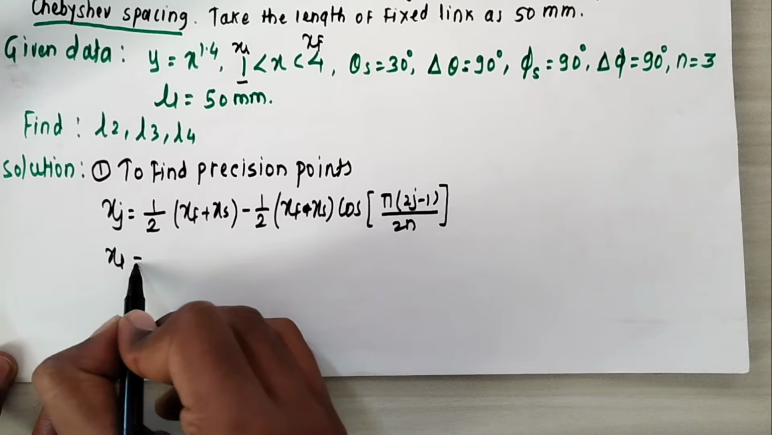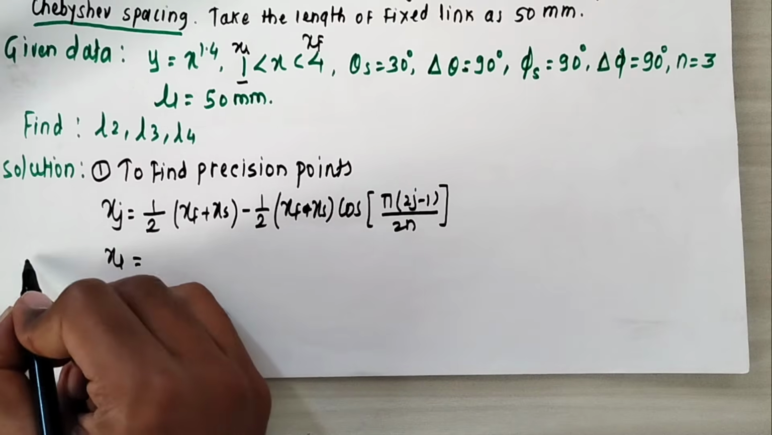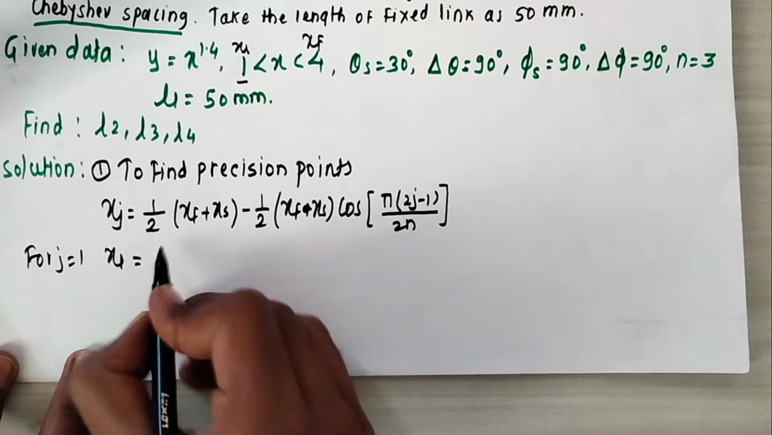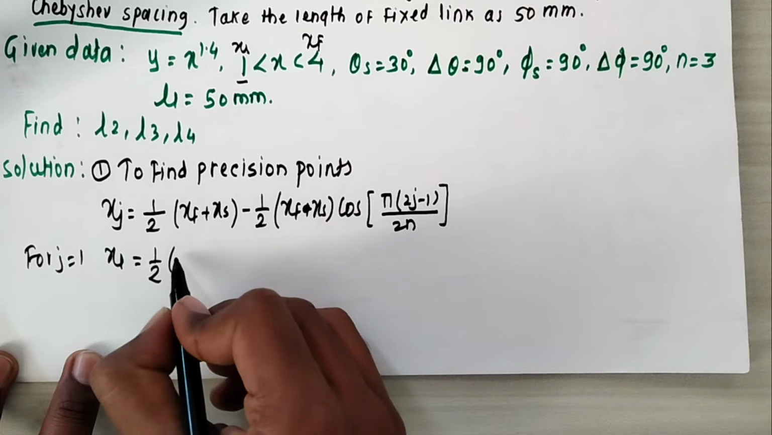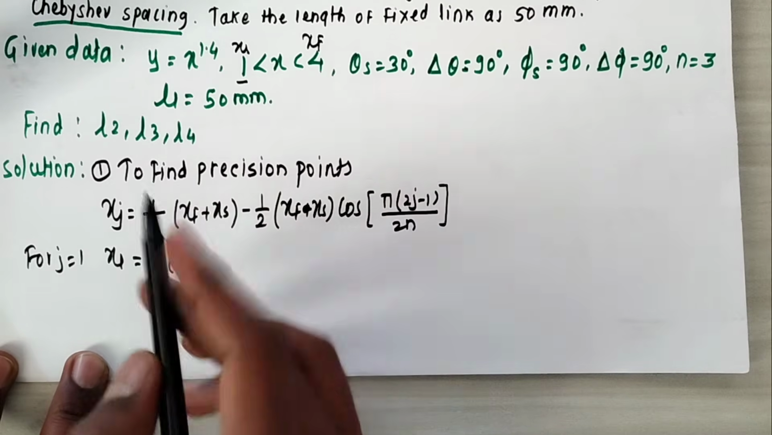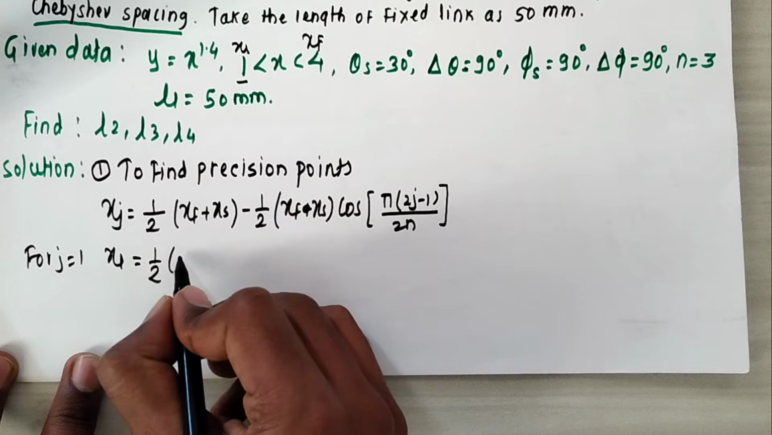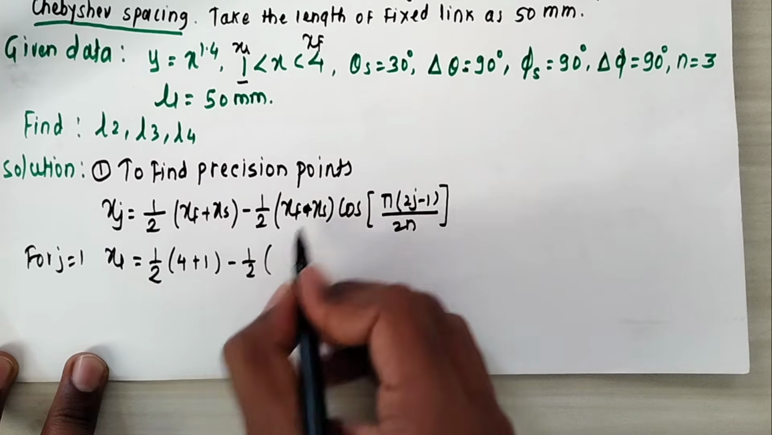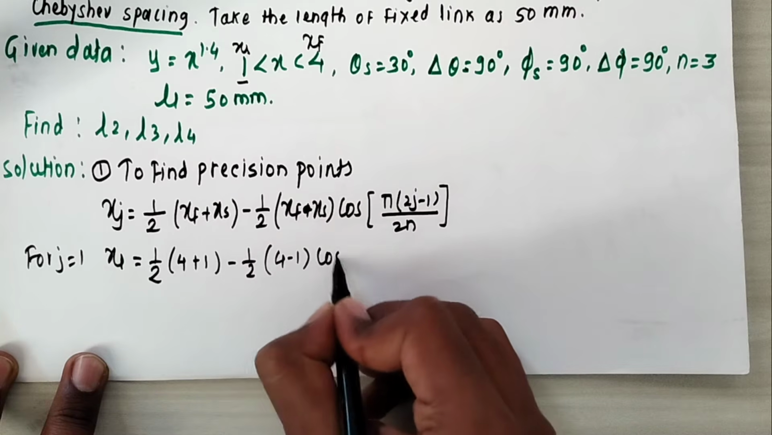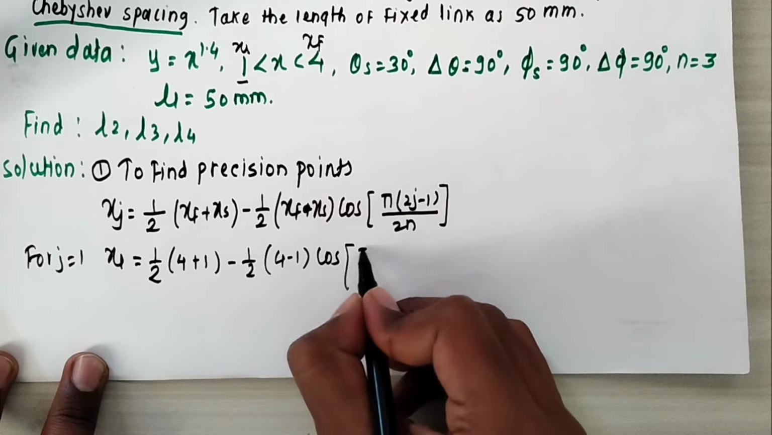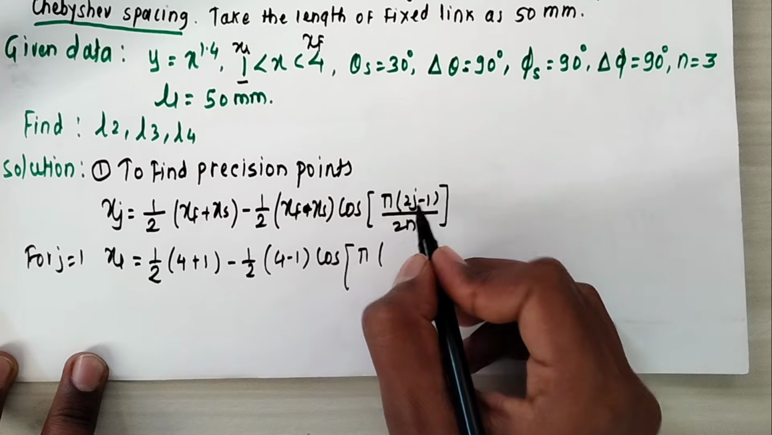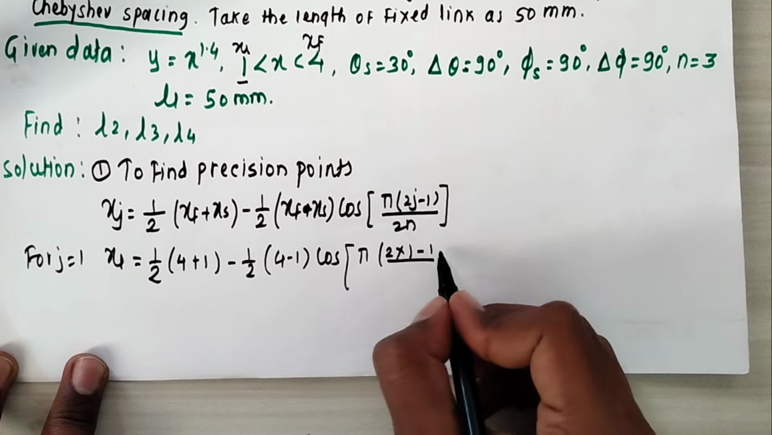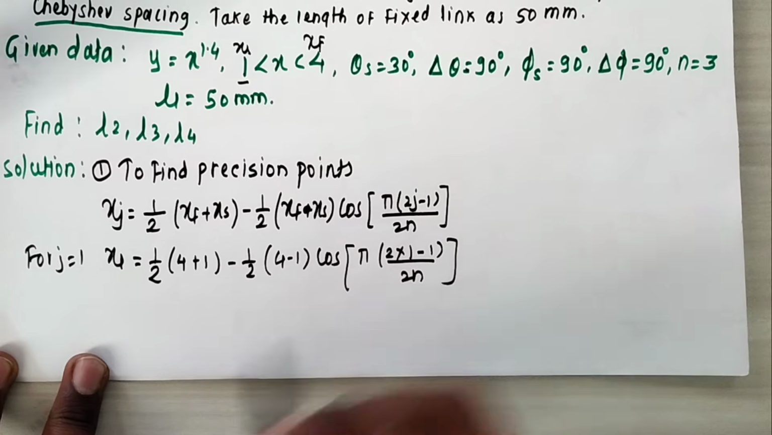Let's say x1 is equal to, for j is equal to 1. So when j is equal to 1, x1 is equal to half of xs plus xf. How much is xs? 1, and xf is 4. So it is half of 4 plus 1, minus half of the difference 4 minus 1, into cos of this term, pi into 2 into j. How much is j here? First position, so j is 1, minus 1 upon twice n.